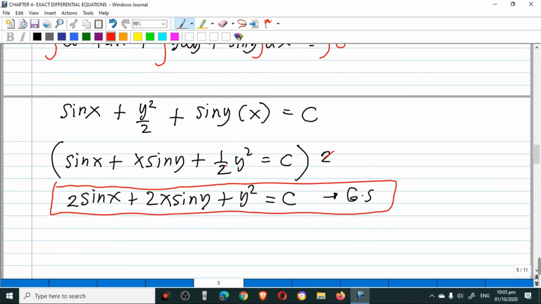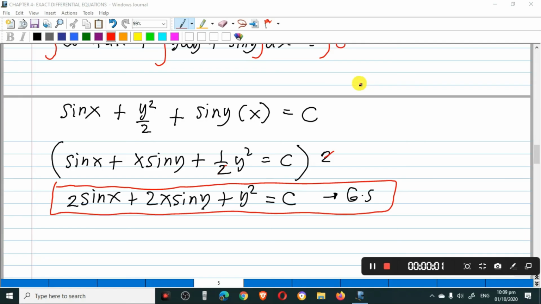Hopefully, this is clear sa ating topic na exact differential equation. Thank you sa pakikinig nyo. Hanggang dito yung ating example number 2. I will proceed with another set of examples dito sa ating solution to an exact differential equation. Hopefully, in giving more examples, mas maging familiar tayo in solving an exact differential equation. Thank you so much.